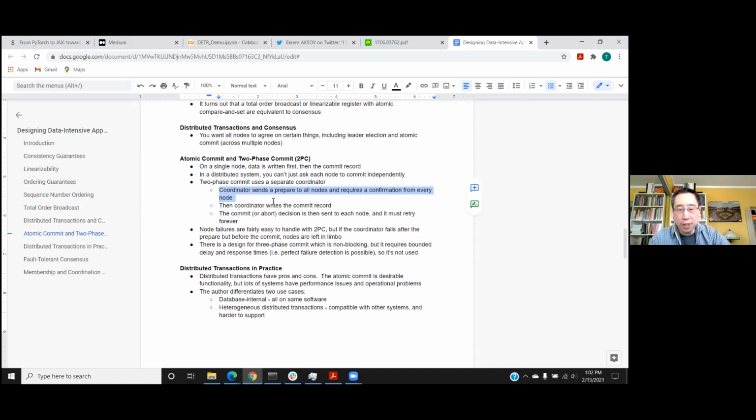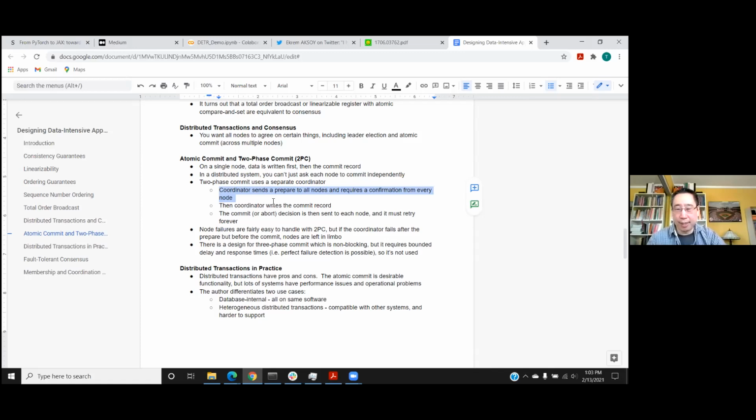So if you think about it, the node failures are fairly easy to handle. Most of the time you get node failures fairly early on, and the coordinator simply says, hey, I can't commit this, everybody abort. But even if later on a particular node fails, the coordinator is going to retry, and eventually when it gets in communication with the node, that node will commit.